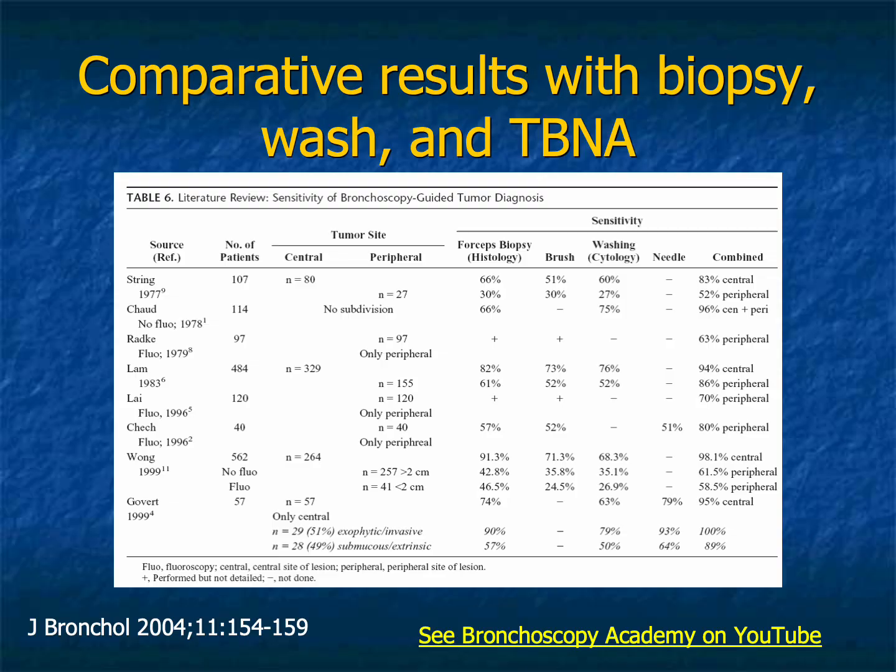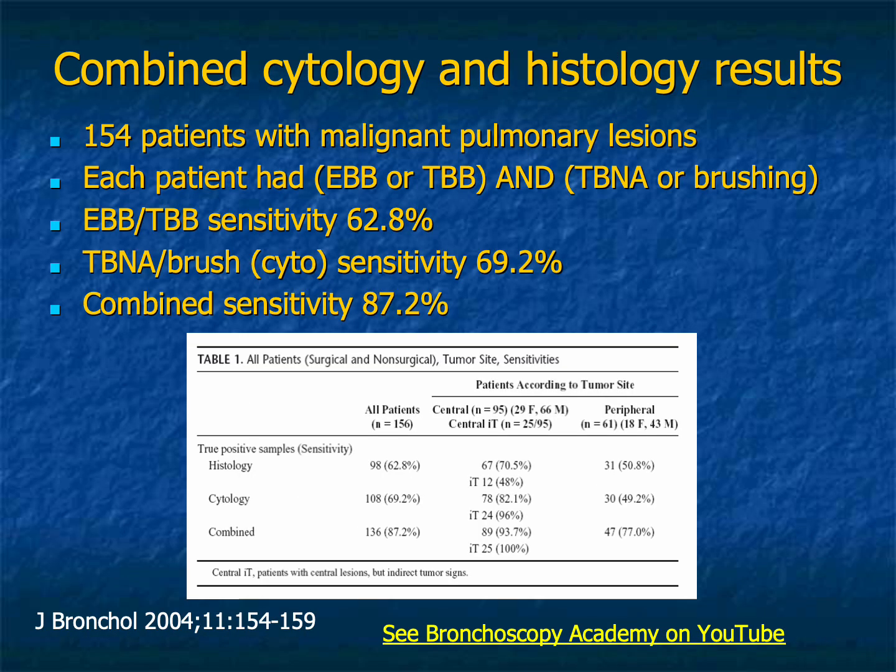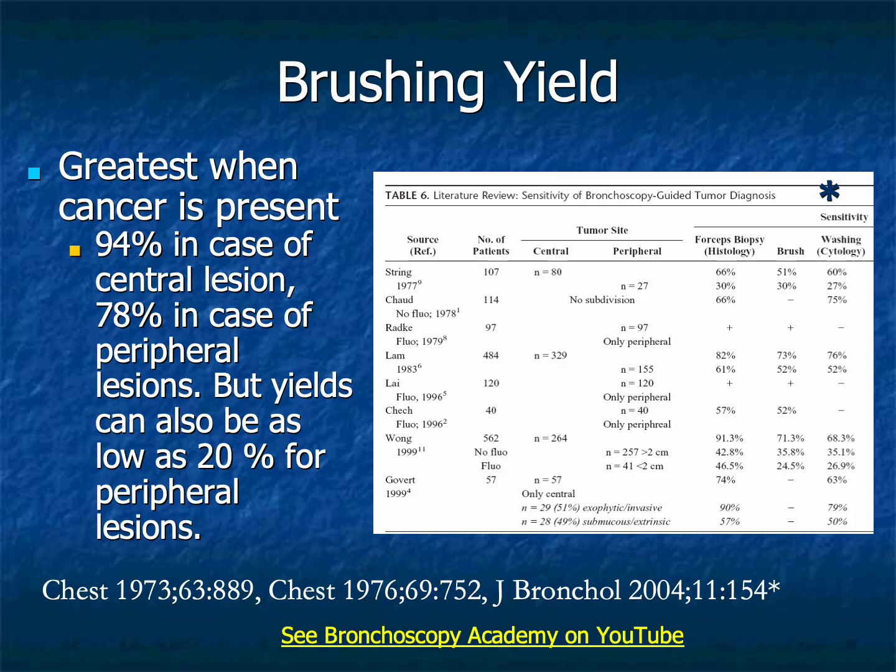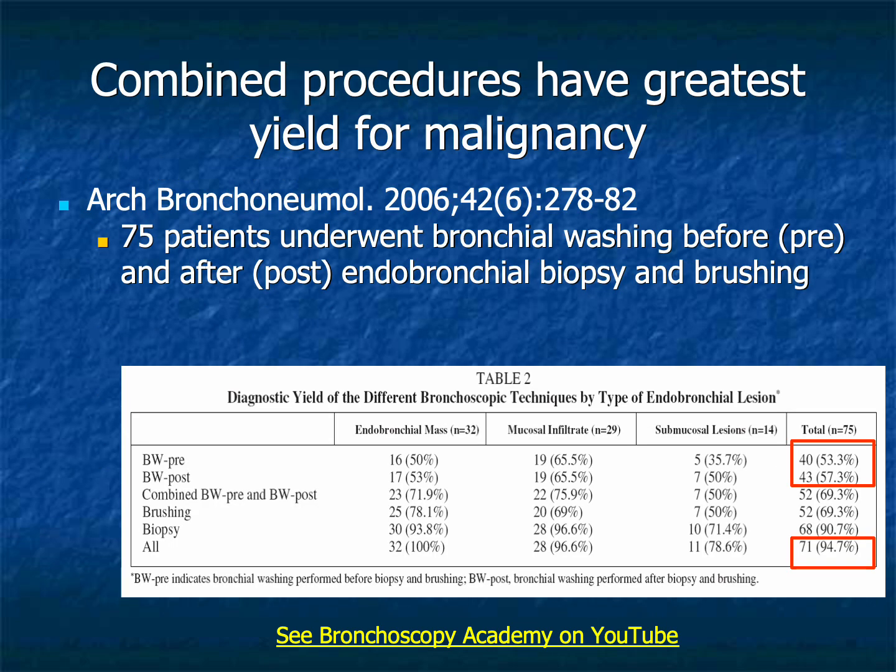Comparisons among biopsy, washing, brushing, and needle aspiration reveal something broader than statistics. They reveal the iterative nature of diagnosis. No single technique is perfect. Sensitivities vary. Yields may change according to lesion location and pathology. The bronchoscopist must develop flexibility and a willingness to combine approaches when uncertainty remains.